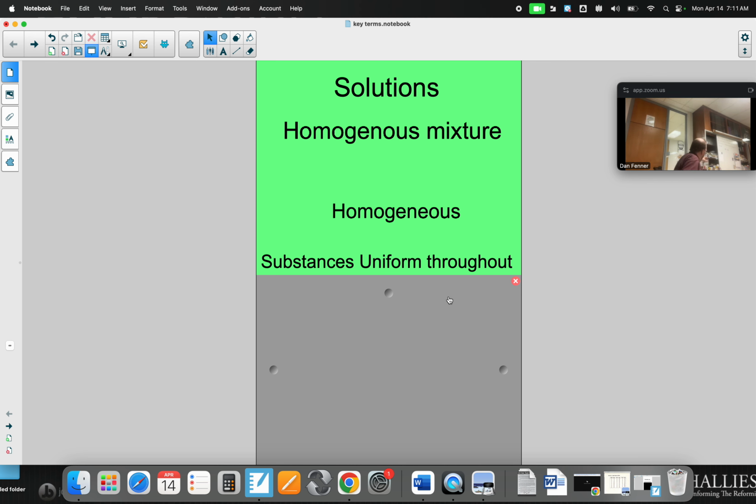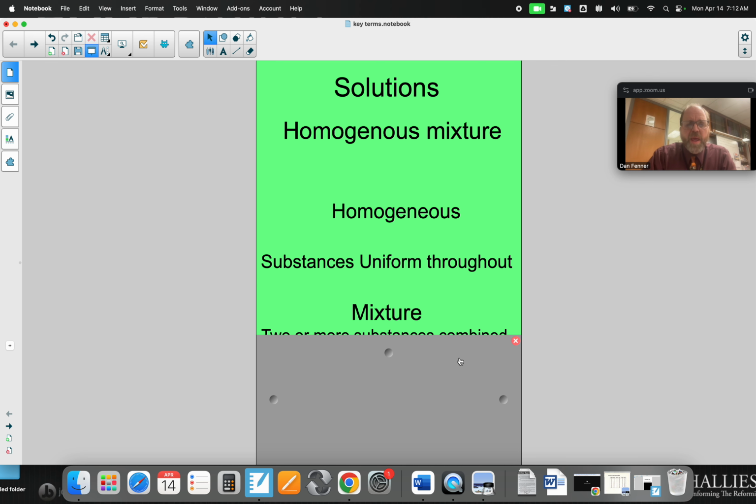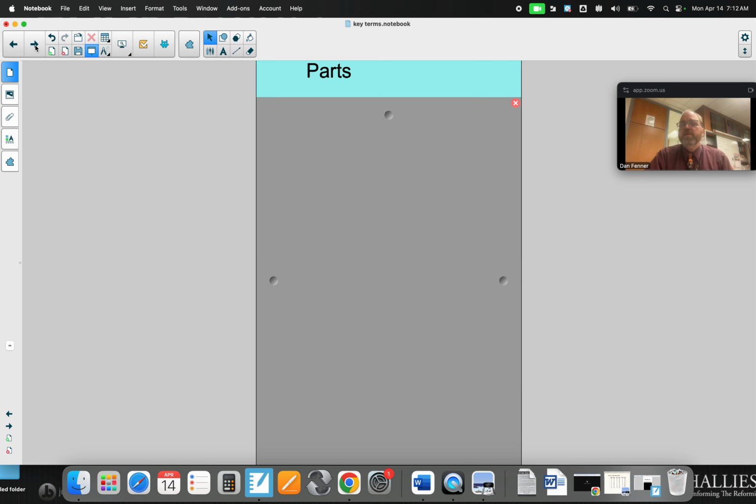Over here I have water. Water is a compound. It looks the same all the way through. But it's not directly because it's also a mixture, which means two or more substances combined physically. We put them together, we can put them apart pretty easily, and that's how it works. Now, when we look at solutions, there are specific parts to it.